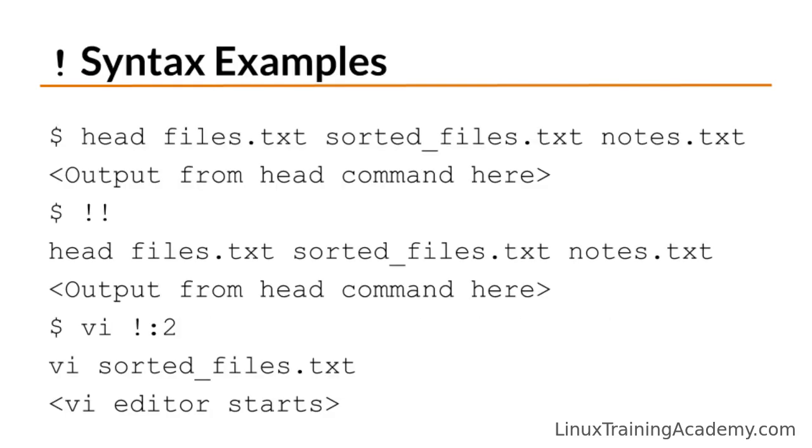Let's say you execute this command: head files.txt sortedfiles.txt notes.txt. To repeat that entire command, type bang bang enter. If you want to pull out the second argument to the previous command, use bang : 2. vi bang : 2 is equivalent to vi sortedfiles.txt. In this example, bang : 0 is equivalent to head, bang : 1 is files.txt, bang : 2 is sortedfiles.txt, and bang : 3 is notes.txt.